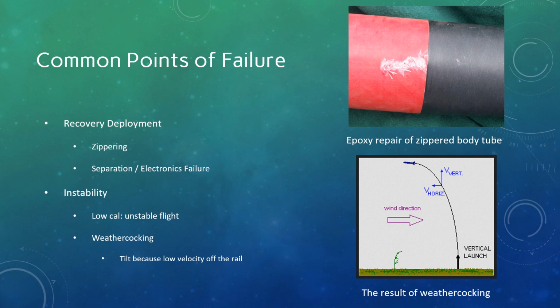A related issue is a rocket that is low velocity when it leaves the launch rail, which results in a tilted flight profile. The rocket should be moving quick enough when it leaves the launch rail to minimize this type of failure.